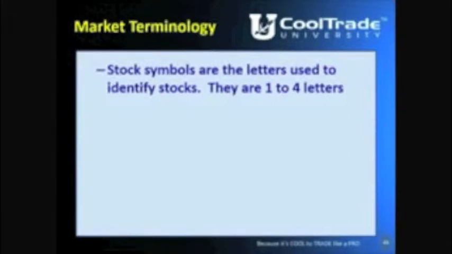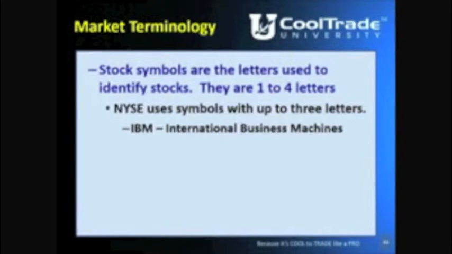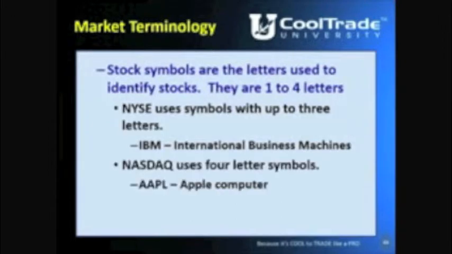So in the market, you're going to see different symbols: 1 letter, 2 letter, 3 letter, 4 letter, 5 letter. Sometimes it's .OTC. So let's just talk about that for a minute. The New York Stock Exchange has stocks that trade with up to 3 letters. In the NASDAQ, it's 4-letter symbols. So Apple, for instance, is traded in the NASDAQ. It's a 4-letter symbol, AAPL.